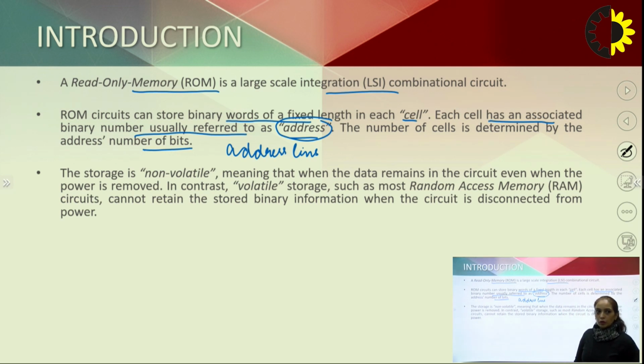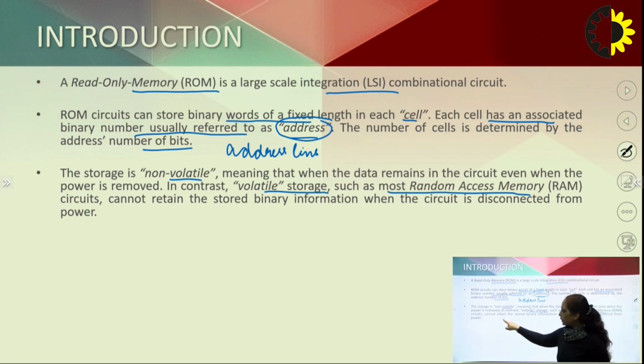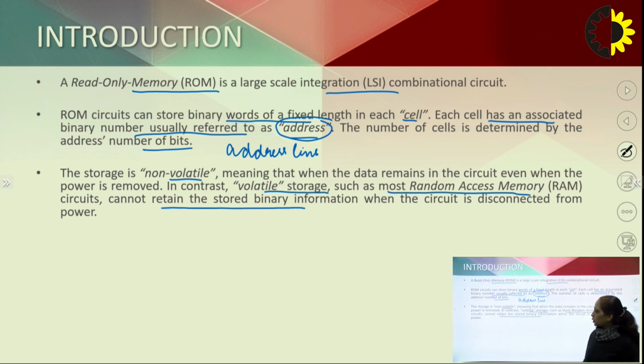In case of ROM, the storage is non-volatile. Non-volatile means the data remains in the circuit even when the power is removed. In contrast to that, volatile storage such as random access memory, RAM circuits, cannot retain the stored binary information when the circuit is disconnected.